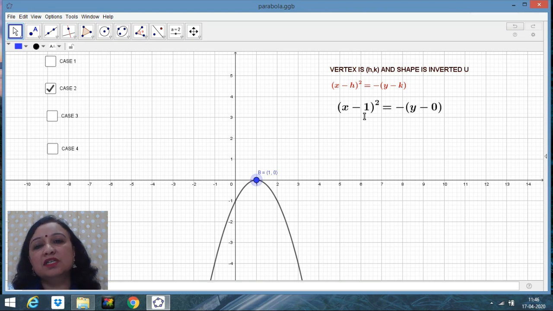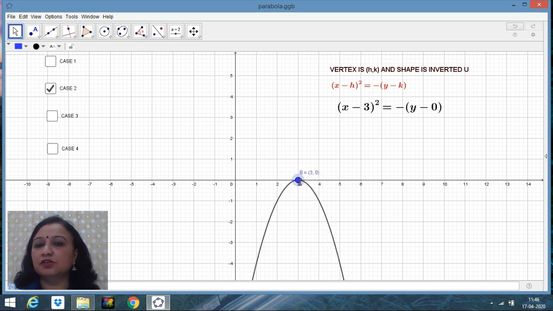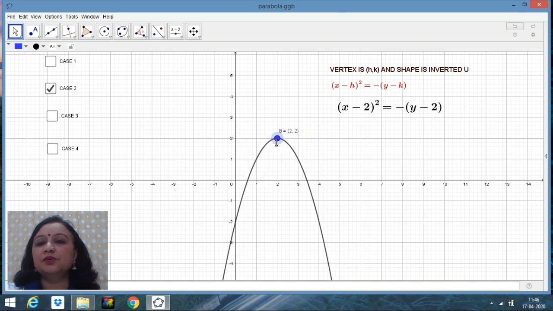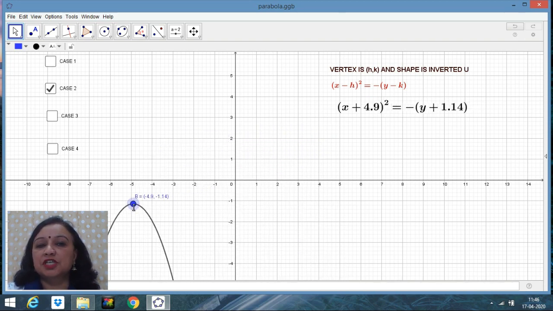What is h comma k, and what will be the shape of the parabola? First, which case; second, h comma k; and third, the shape of the parabola. So again here it is 2 comma 0, y with a negative coefficient, linear y, so inverted U. Same way I can shift it here. Anywhere you can cross check that it is following the same shape, inverted U.